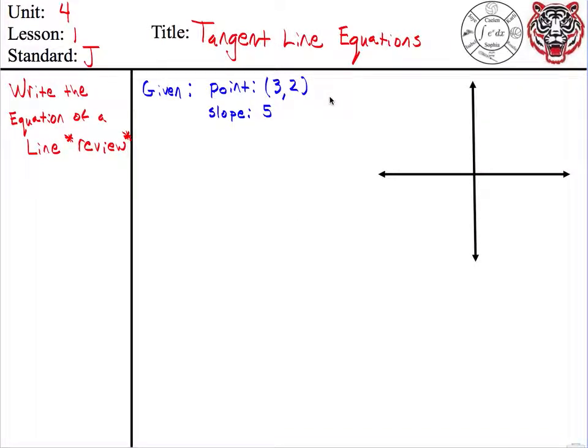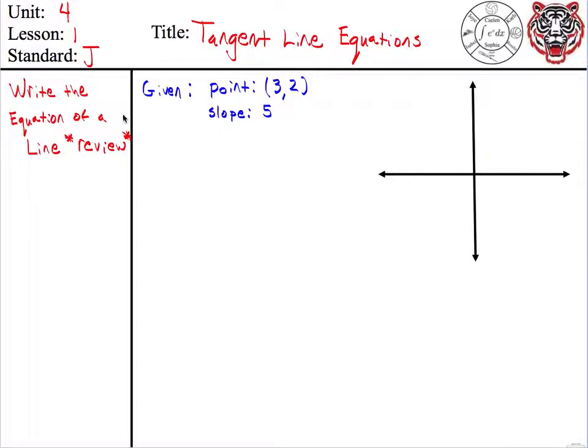All right, this is going to be AP Calculus, lesson 4-1. We are on tangent line equations. To begin with, we're given a point and a slope. So we want to review writing an equation of a line in point-slope form.